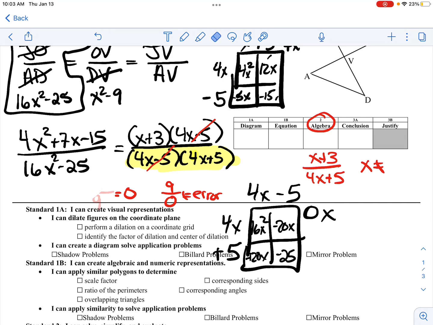The way I come up with restrictions, ladies and gentlemen, is all I do is I take my denominator and I figure out the x value that would make them 0.